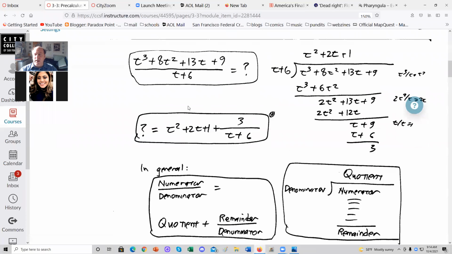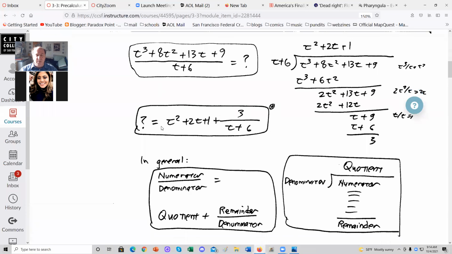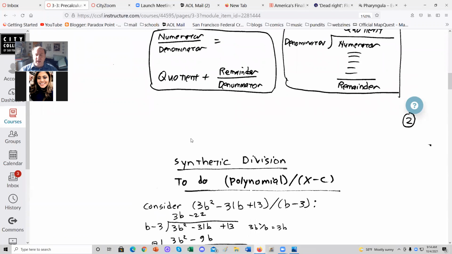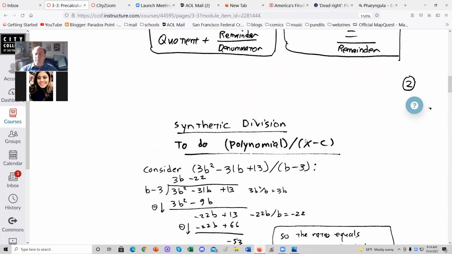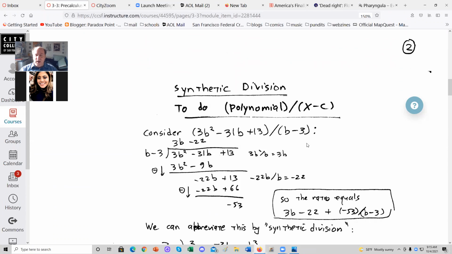Now, there's a shortcut for doing these divisions, especially when we're dividing by variable minus c. So this is something we'll be doing a lot. Polynomial divided by x minus c. Basically, it's a way of finding out what the polynomial equals at c. So for example, 3b squared minus 31b plus 13 divided by b minus 3. Here we have the numerator, here we have the denominator.